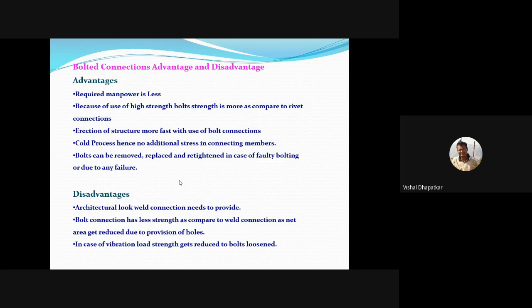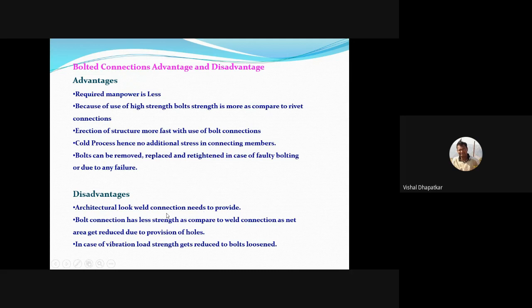But in case of welded, it is not possible. We have to cut the member and trim the joint, so that we can make it another section. So this is one of the most important advantages, that we can remove or replace bolts anytime. What are the disadvantages? Architectural look for weld connection.